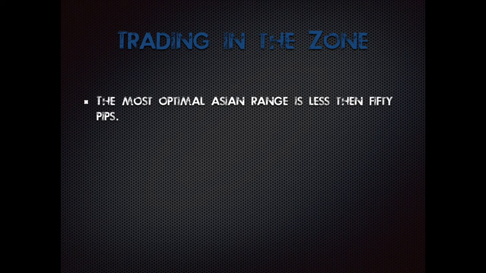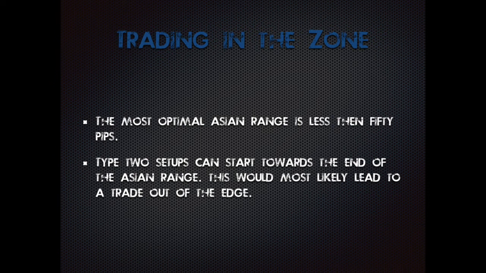The move's already happened. Type 2 setups can start towards the end of the Asian range. This would most likely lead to a trade setup like trading out of the edge. All right, so type 2 setups can start towards the end of the Asian range. This would most likely obviously lead to a trade setup like trading out of the edge.